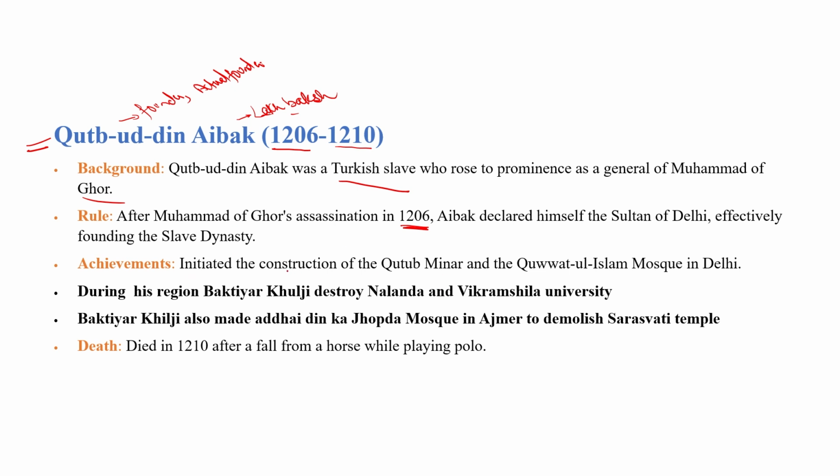Also, he initiated the construction of Qutub Minar. According to history, the construction of Qutub Minar was started by Qutbuddin Aibak. Later, after 1210, as he died earlier, the Qutub Minar was completed by the next successor of the slave dynasty, his minister or his son-in-law, Iltutmish.